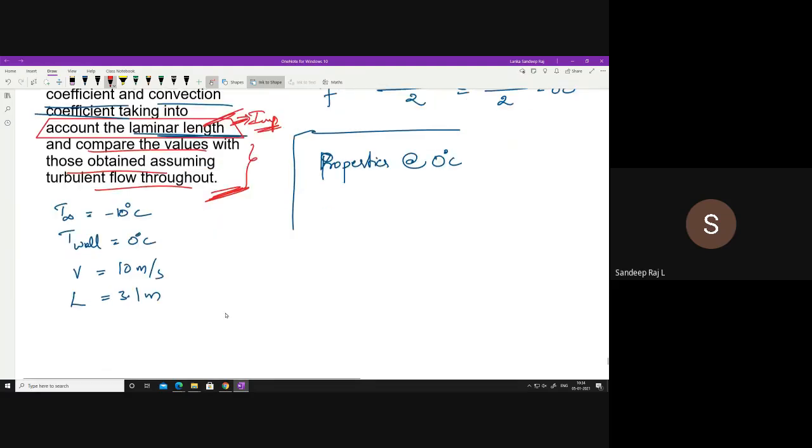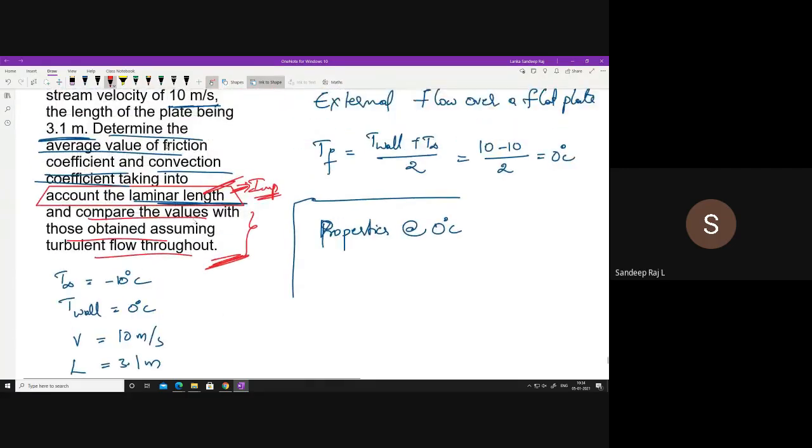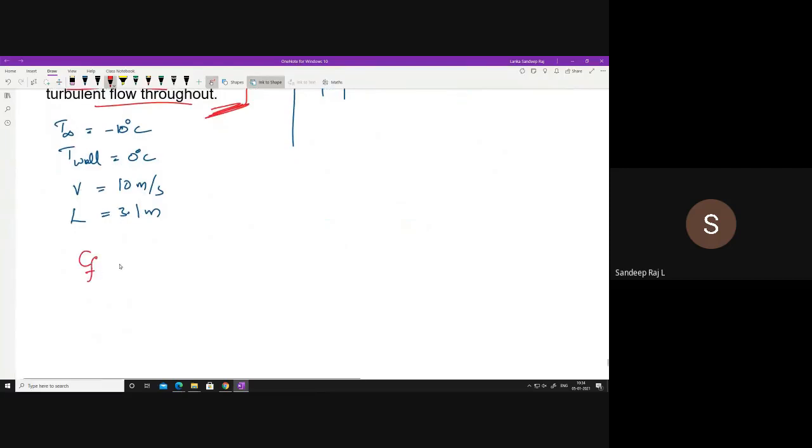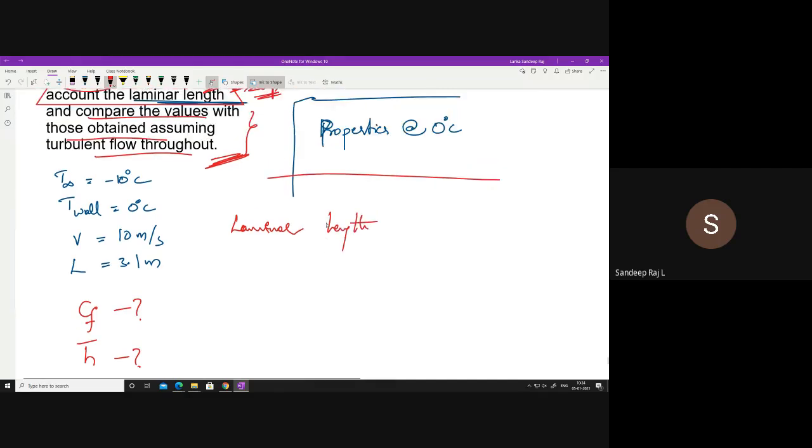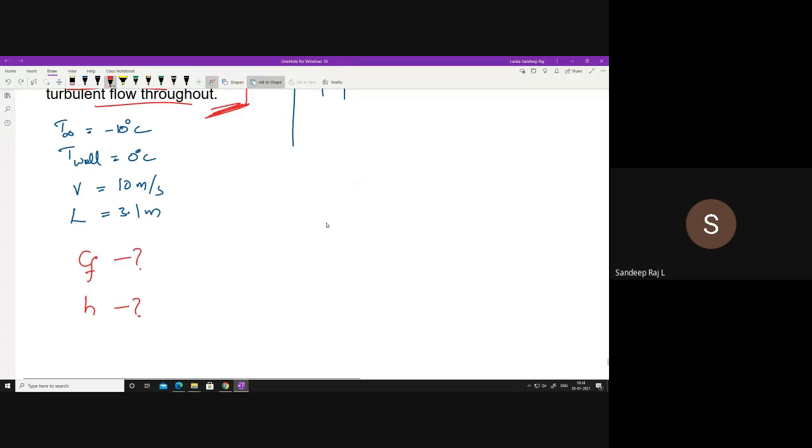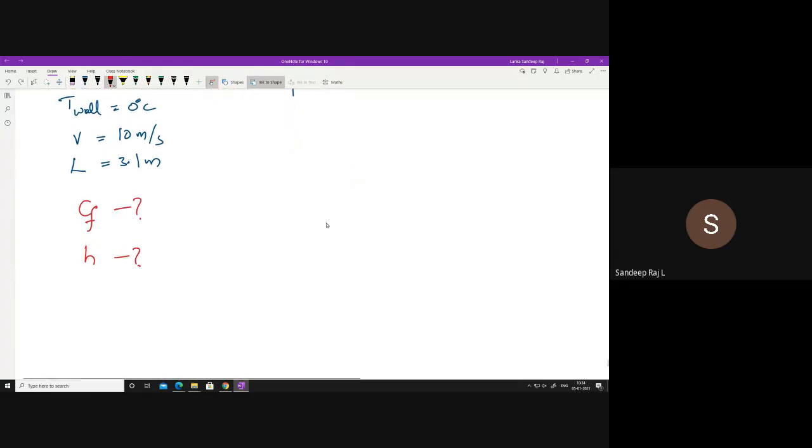In two cases, you have to find out the value of friction coefficient and the convection coefficient. Friction coefficient means CF, and convection coefficient means h bar. So these are the things you have to find out in both the cases. Let's do it quickly. The first thing to do here is to find out the laminar length. Sorry, I must leave some space here to write all those properties. Okay, let me leave it like that.